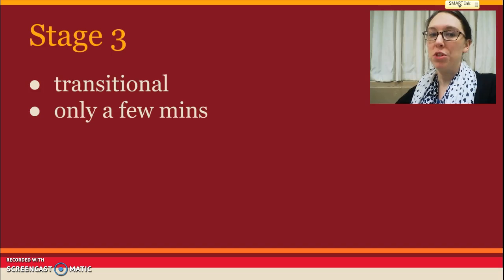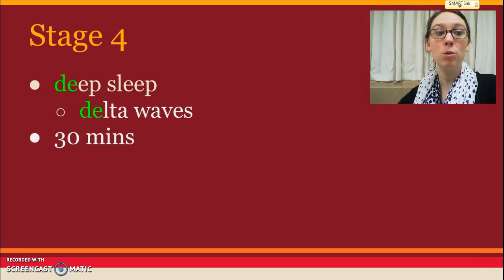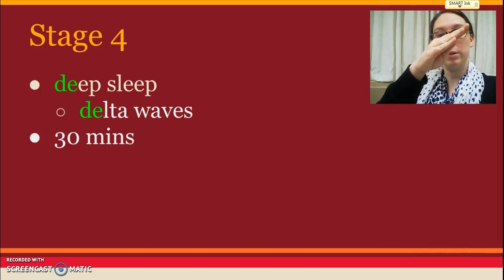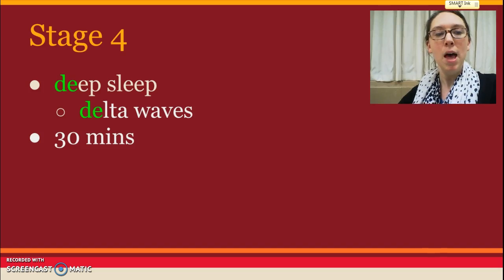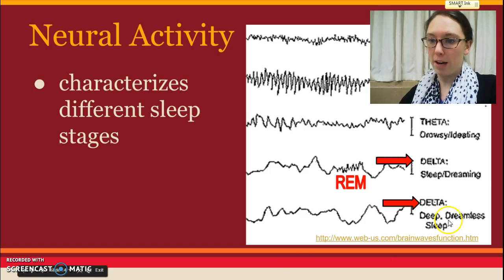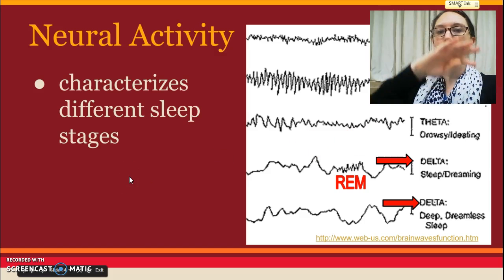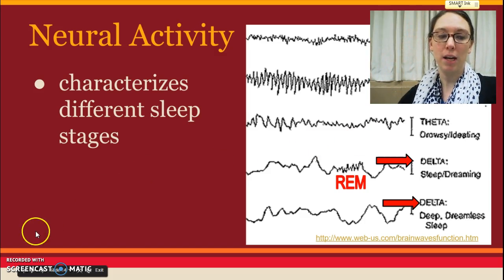From stage 2, we move to stage 3, so you can see we're going in order. Stage 3 is really just a transitional stage, only lasts a couple of minutes, and it exists to get you to stage 4, where we're now going to descend into really, really deep sleep. That's the way that our sleep stages work. We go deeper and deeper into sleep. It becomes more difficult to wake people up, for example. And so in stage 4, your brain is emitting delta waves. If we go back to this image here, we can see our delta waves right here are going to be really, really slow and meandering, because delta waves are going to be happening when we're in really deep sleep.